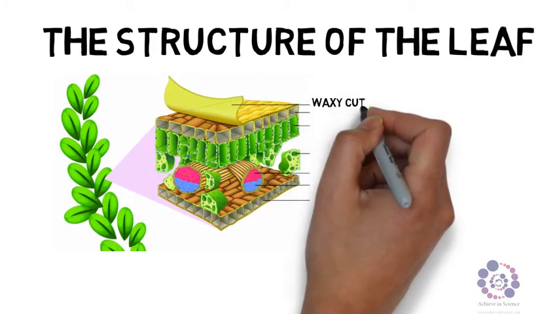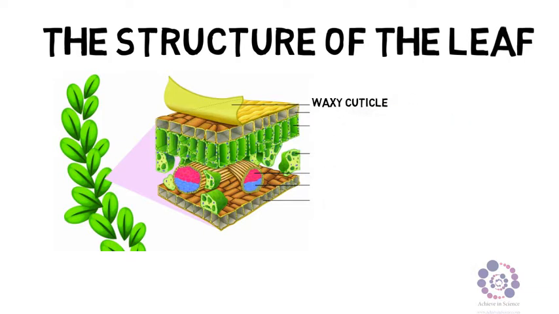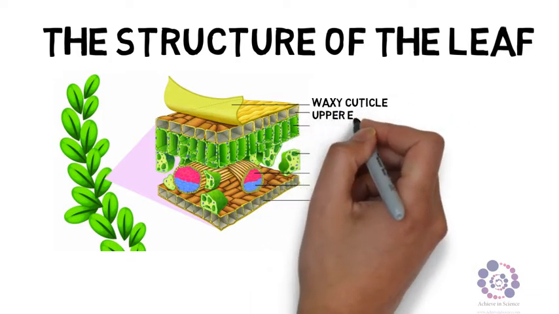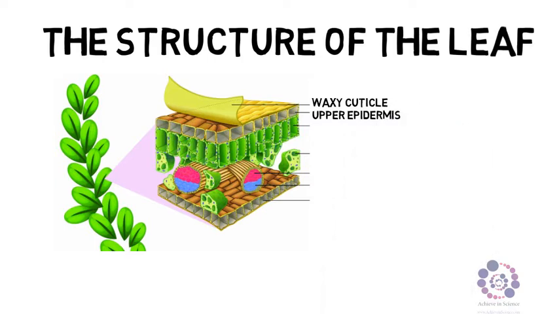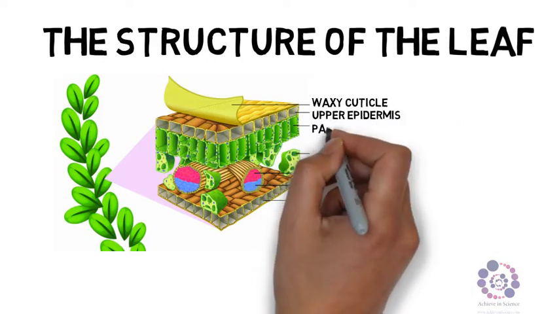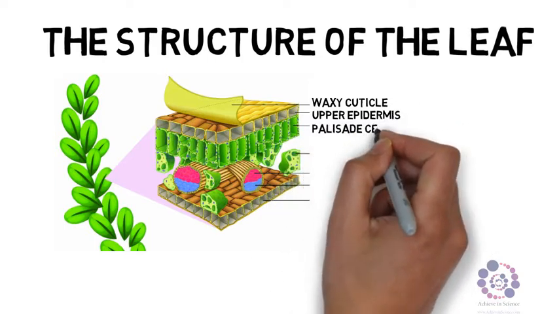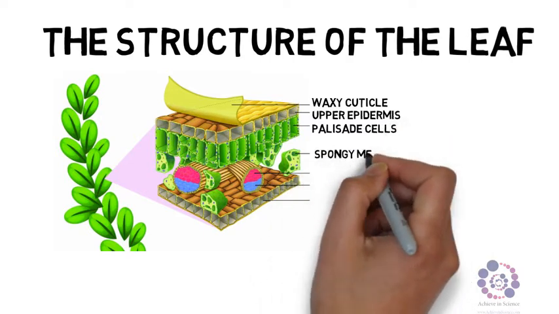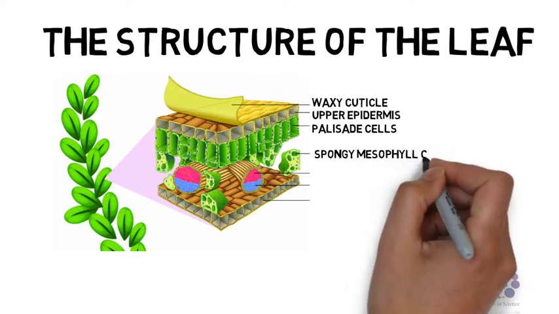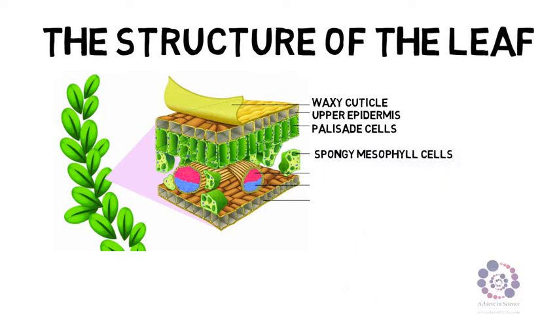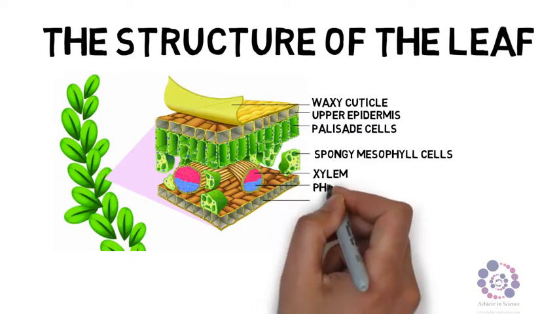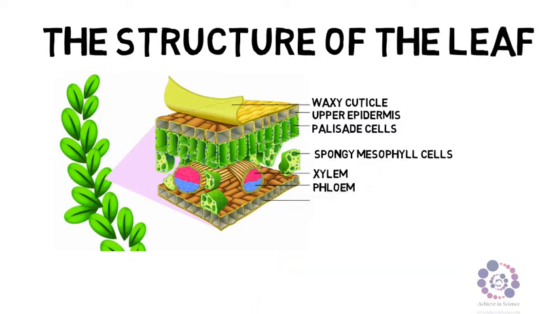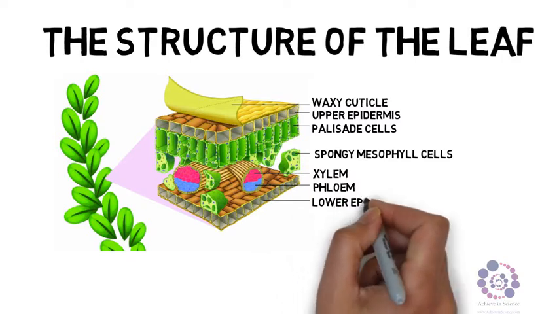We've got the top layer, which is the waxy cuticle. Underneath that, we have the upper epidermis. Underneath that, we have the palisade cells, followed by spongy mesophyll cells. We can also see in this diagram the xylem shown in pink, and the phloem shown in blue. And then finally, we've got the lower epidermis.